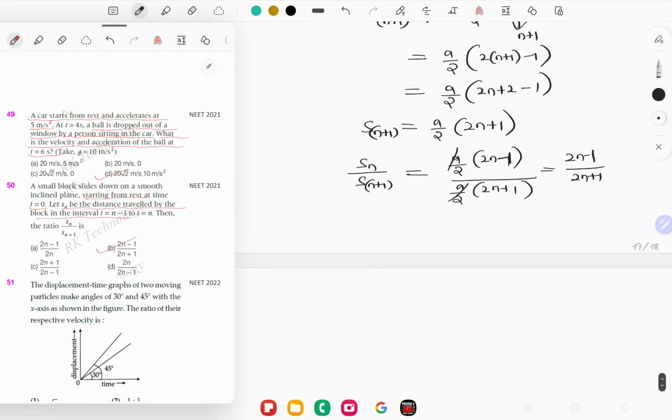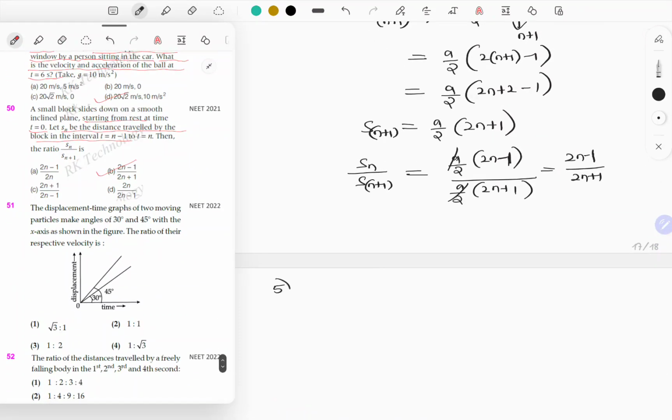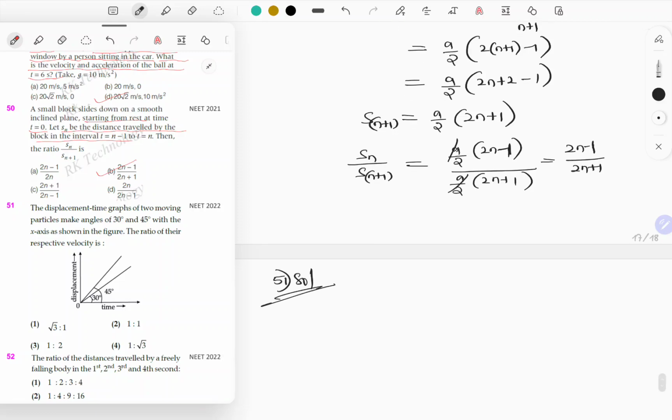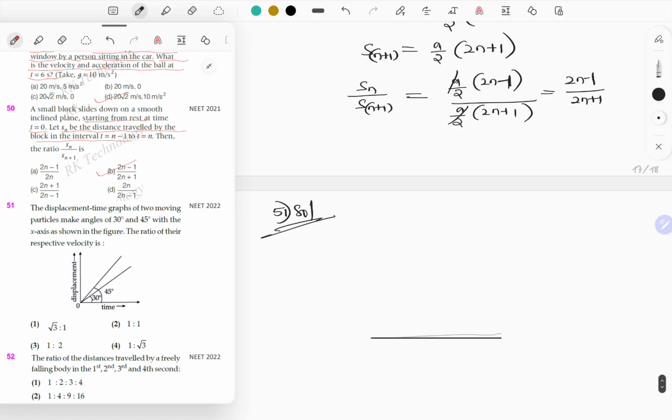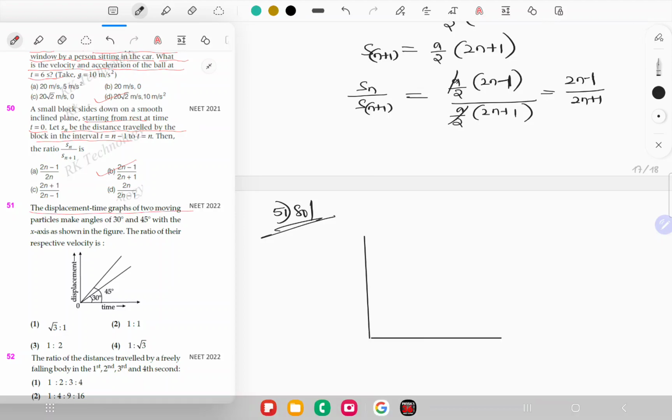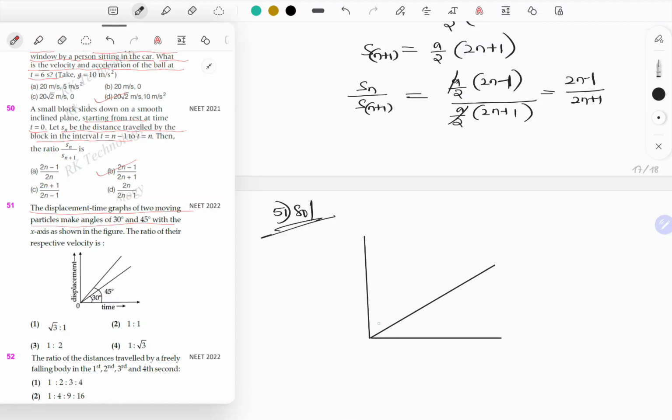Next. Look at the question number 51. In 51, they have given two graphs, straight lines. The question, the displacement time graphs of two moving particles make an angle 30 degrees and 45 degrees. So one is 30 degrees, another one is 45 degrees. So first 30 degrees, then 45 degrees. Okay, let's say this is 1 and this is 2. Position versus time, displacement versus time graph is given. Okay, let's say this is x versus t.